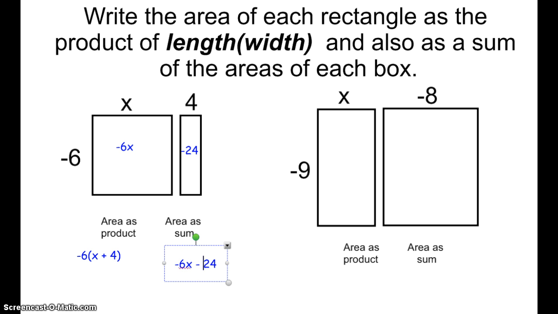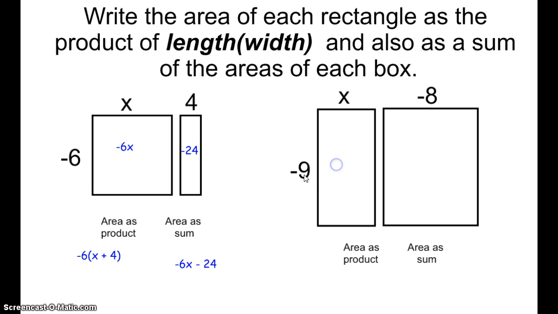I'll put a space in there, so that's better. So the area of a product is just this times these two things. When I multiply it out, I get a sum. Now you might say, hey, but Mrs. Beaver, that's really a difference. Right, but I could write it as plus a negative 24 if I wanted to.